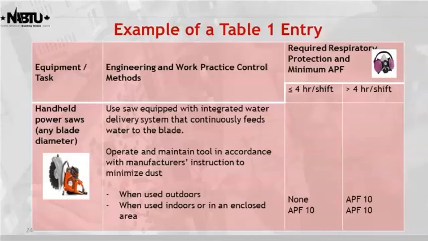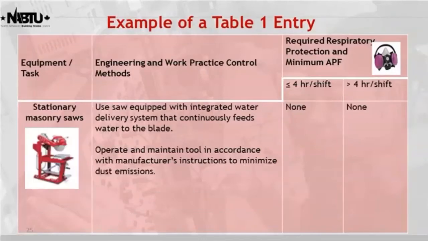When used indoors, you're going to need an assigned protection factor of 10. And what that means is when you see APF, it means that you need a minimum of a half-face respirator, as you see in the photograph in the right-hand corner. It's a half face, so it's an assigned protection of 10. If you're not doing it, then the contractor can be cited under the OSHA rules because you're not giving the minimum protection.